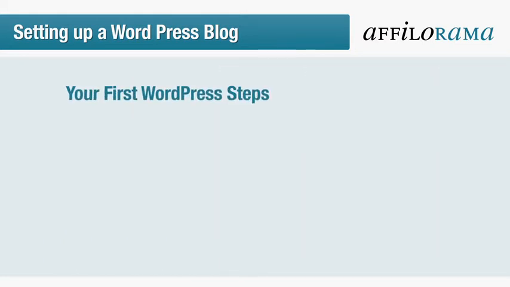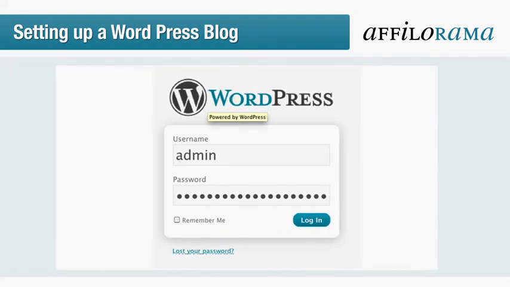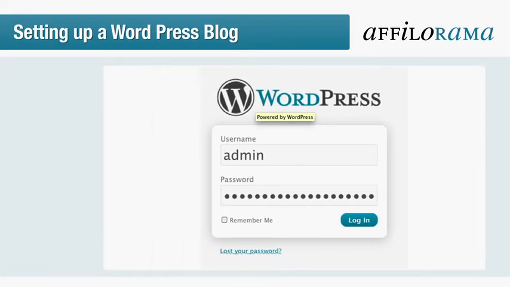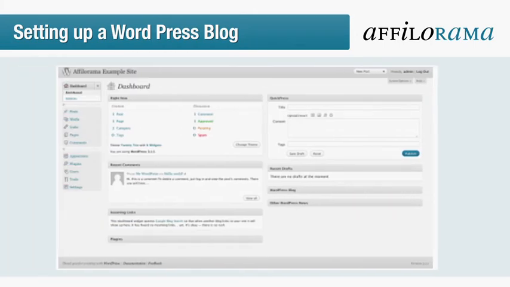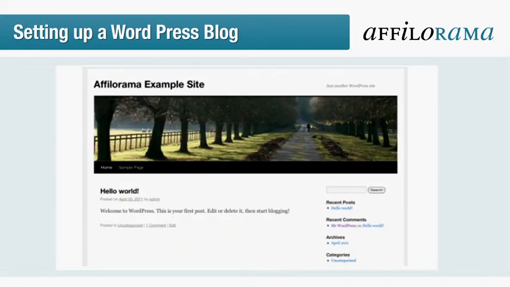Now, your first WordPress steps. Now that the install is done, you'll be greeted with your admin login page. From now on, whenever you want to make edits to your WordPress site, you can log in at the admin panel, which is your host /wp-admin. Use the username and password you set up during the install. From here, you'll be all set to go in your brand new WordPress install. Finally, you can preview your main site by clicking on the site title, for example, a Fillerama example site, in the top left corner. Happy blogging!